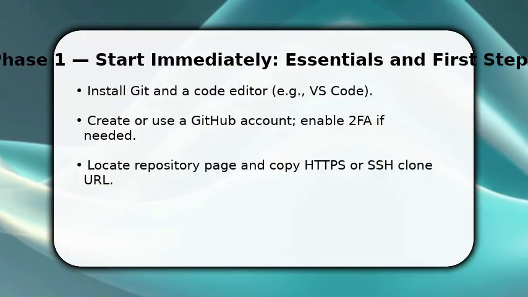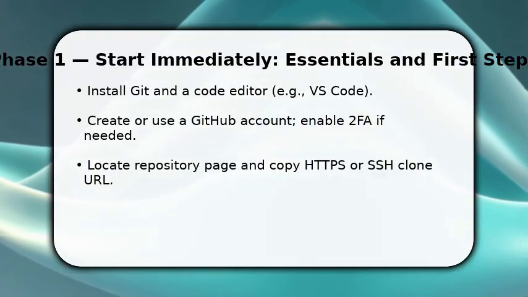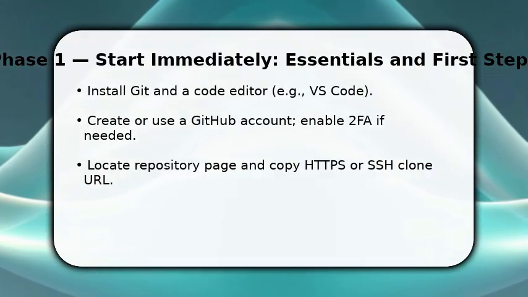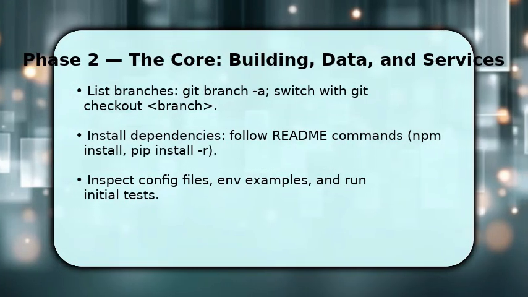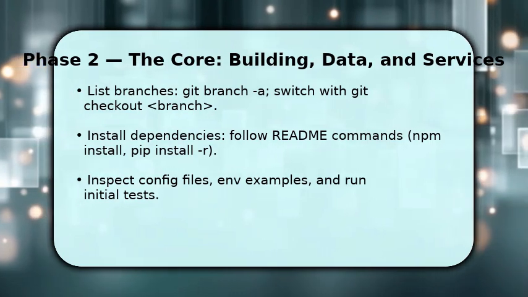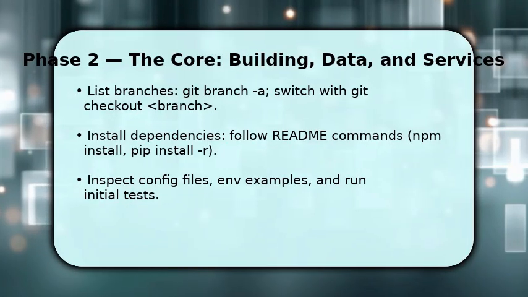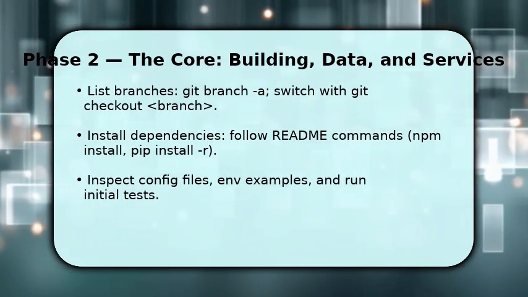Make sure to check for a README or branch list so you know where the main code lives before moving on. Once the repo is local, list branches with git branch and switch to the branch you need using git checkout branch. Next, read the README for dependency commands, run npm install or pip install -r requirements.txt as instructed.